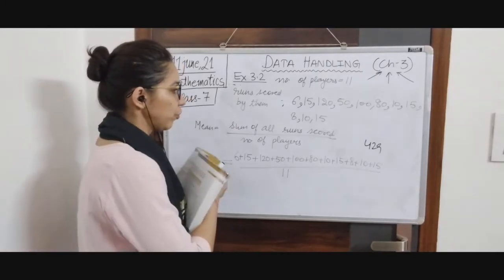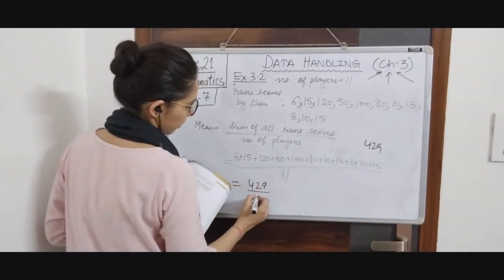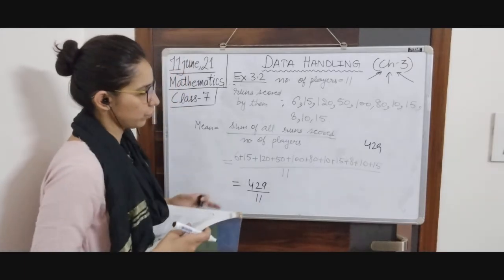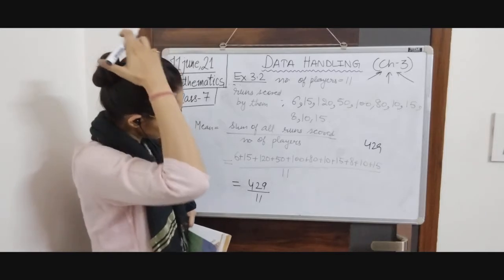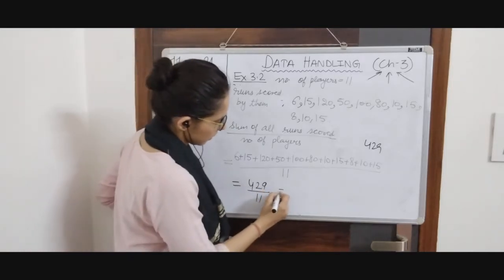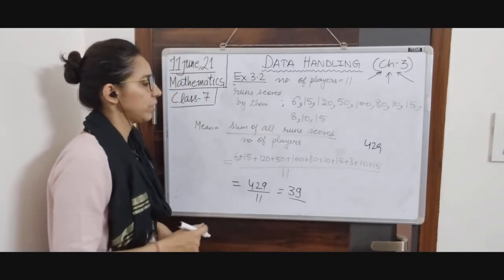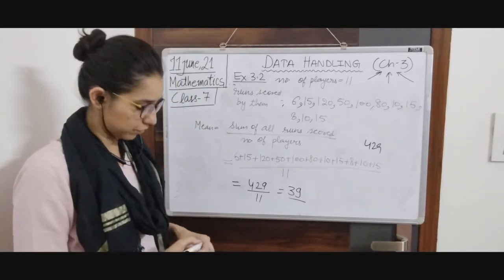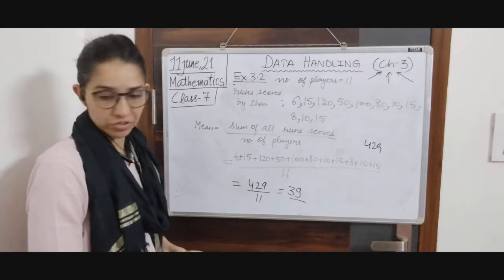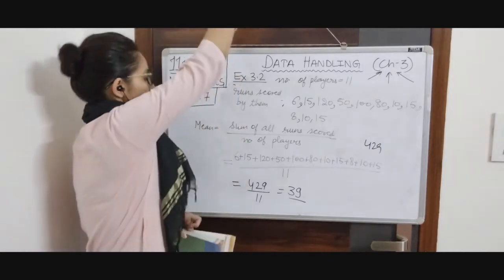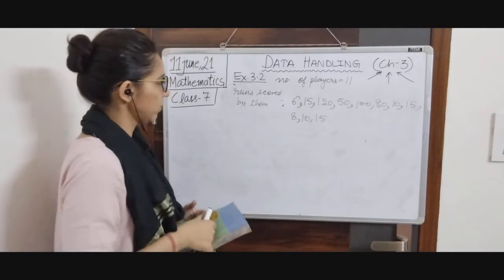The sum will come out to be 429. I am repeating again, if calculating by hand, don't use a calculator, because in exams you won't be provided with a calculator. So it will come out to be 39. So mean of these observations is 39.